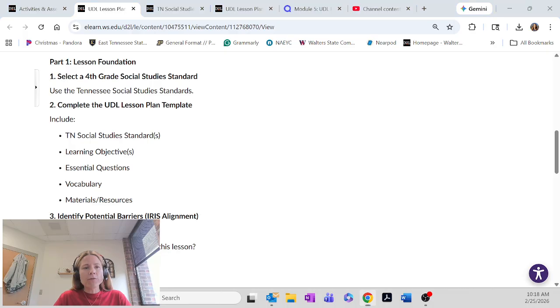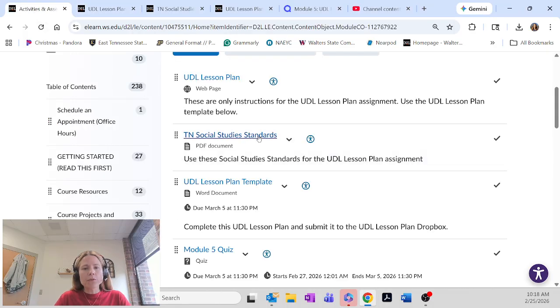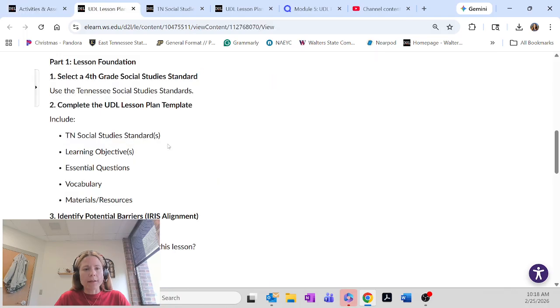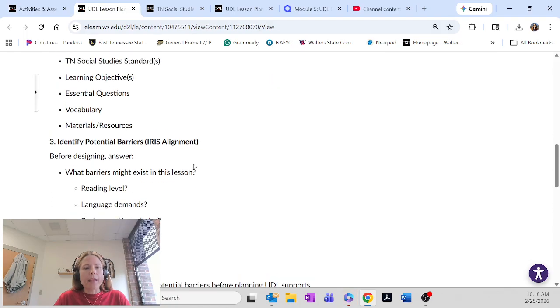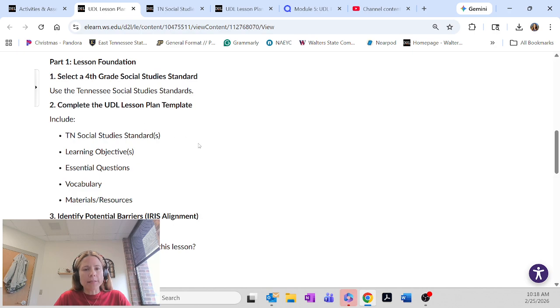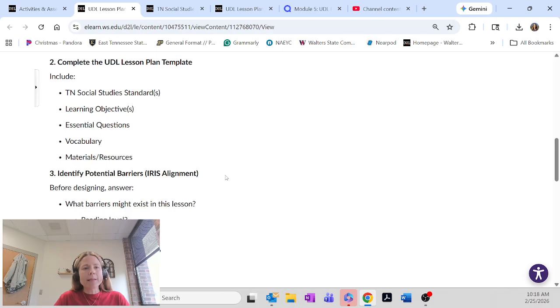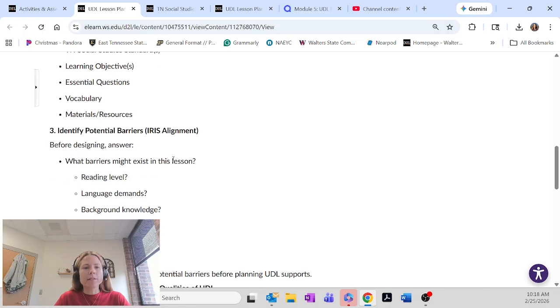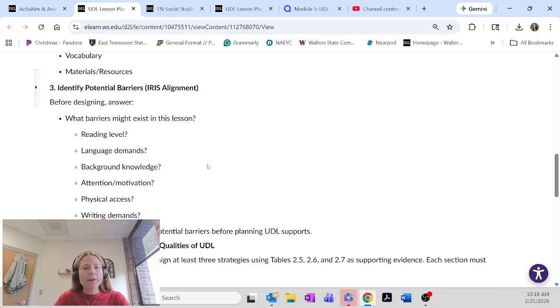As I mentioned before, you will be using these social studies standards here. You will pick one of them, right? And you will complete the UDL lesson plan template, which I will show you in a minute. The template includes the social studies standard you chose. You're only choosing one. The learning objective, so what you want them to learn. What is the essential question? It will include vocabulary and then materials and resources. Now, another part of this lesson plan, when we're thinking about universal design for learning, is to really think about what those potential barriers are.